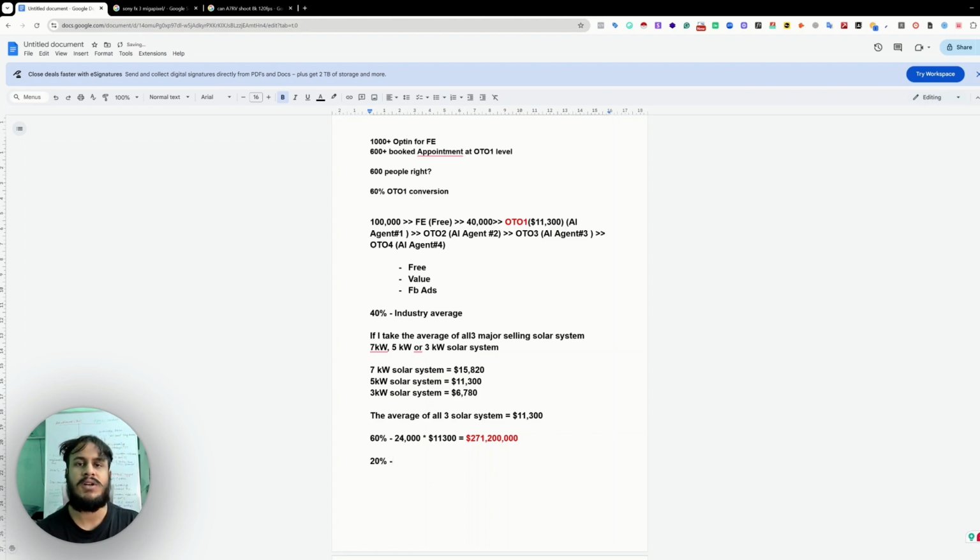So 20% of 40,000 turns out to be 8,000 people purchasing the $11,300 product, and it turns out to be $90 million revenue generated just at the OTO1 level.